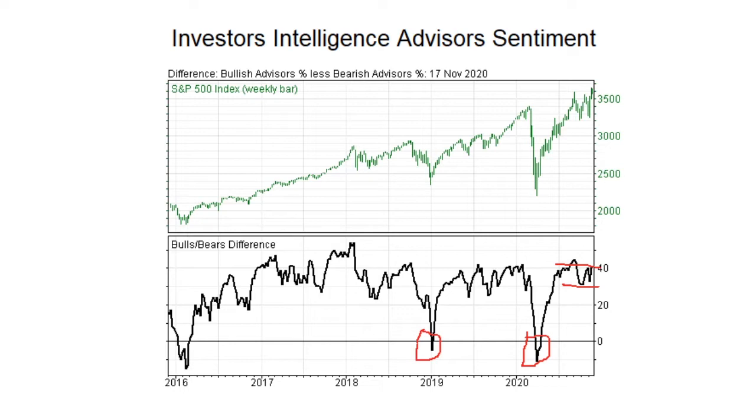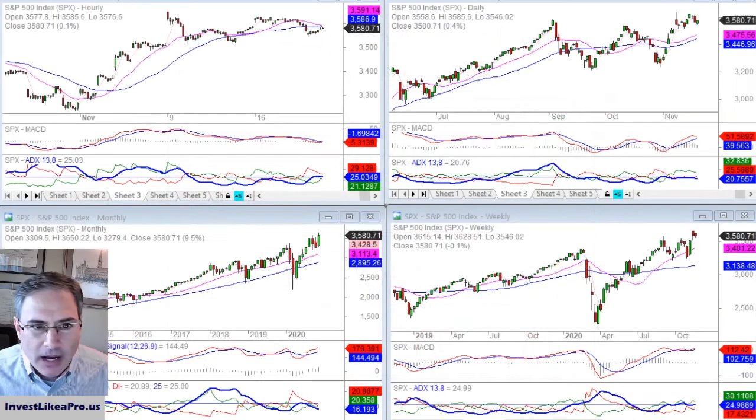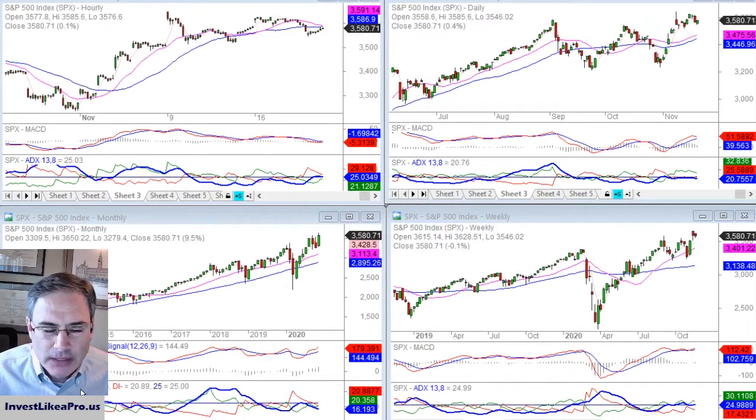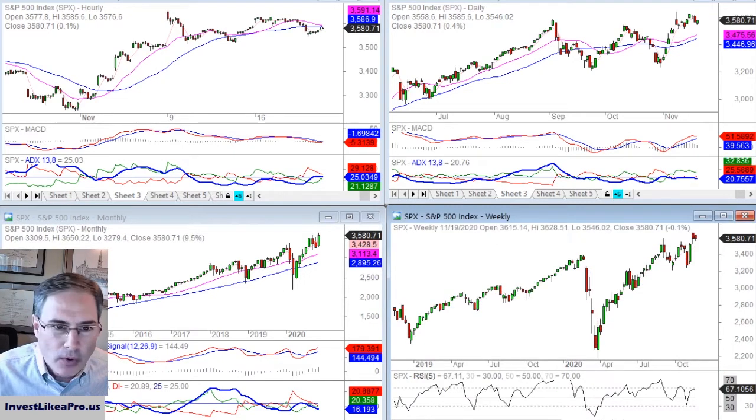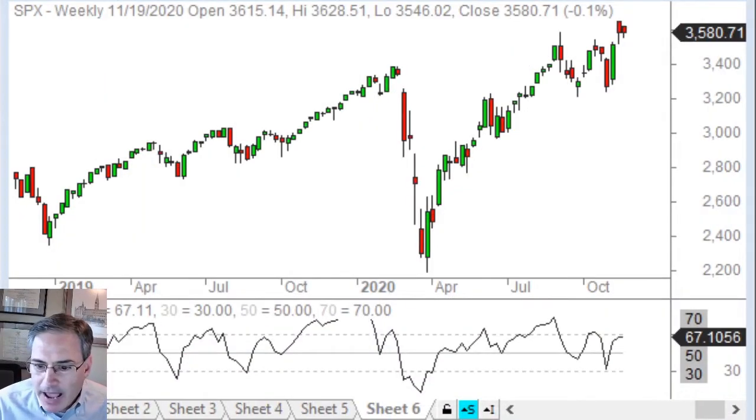And again, that's just one of the market conditions. Let's go into the S&P chart. And before I go into the trend analysis, number one, I'm going to show you how I look at overbought, oversold. So I'm going to go to the weekly chart. And I have an RSI 5 here, and I've put three scale lines across, one at 30, the solid line at 50, and then the overbought line is at 70.